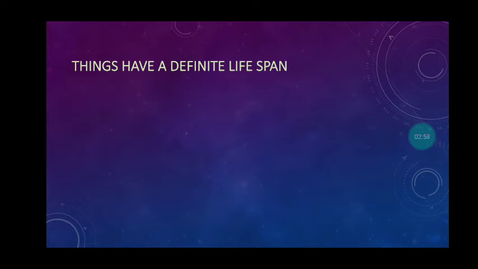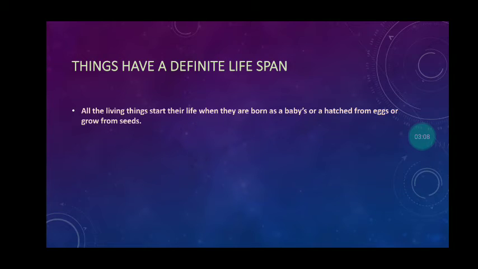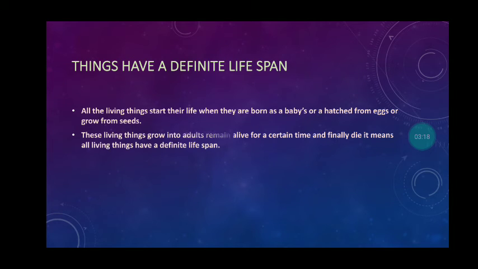So the last topic which we have left is that living things have a definite lifespan. All living things start their life when they are born as a baby, hatch from an egg, or grow from a seed. These living things grow into adults, remain alive for a certain time and finally die. It means that all living things have a definite lifespan.